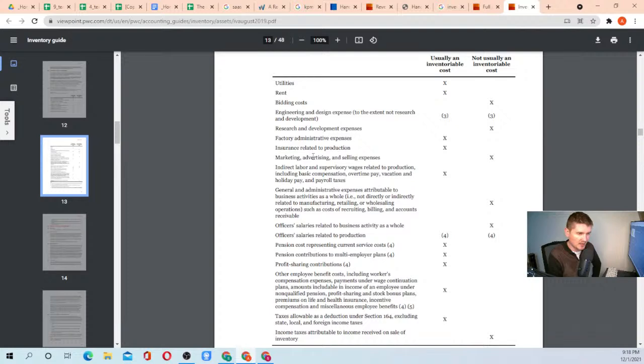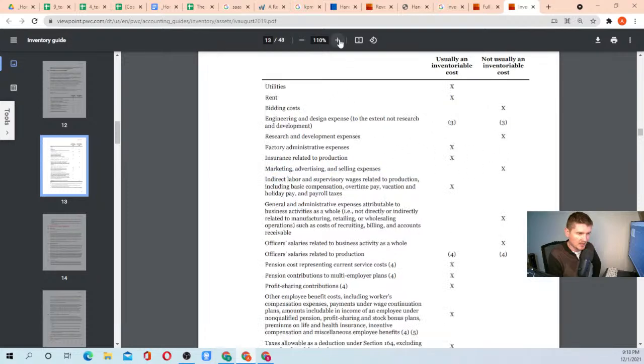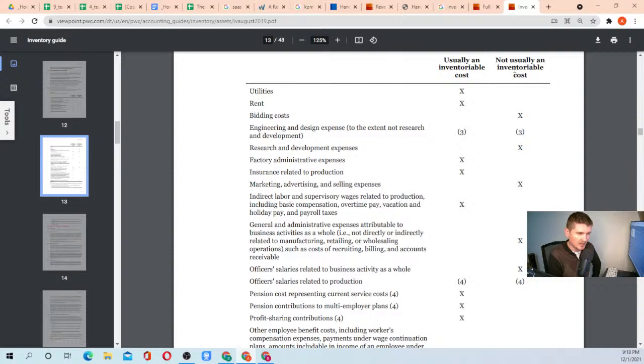Maybe if anyone else can imagine such a situation, then we can discuss that. But overall, marketing, advertising and selling expenses are not includable, not inventoriable costs.